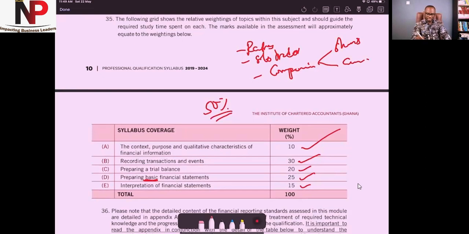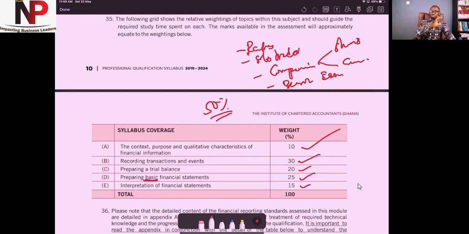Then some introductory aspects, some basic issues coming in, accounting concepts and conventions and all of those things. You're going to be having questions coming in there. So this is what you need to understand basically when it comes to dealing with financial accounting.